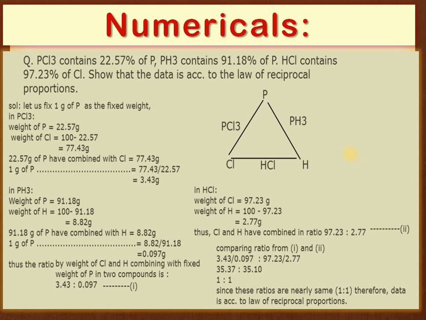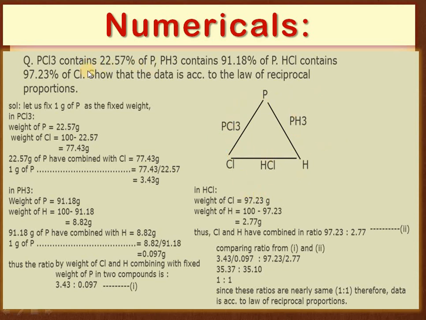We have PCl3 contains 22.57% of phosphorus, PH3 contains 91.18% of phosphorus, HCl contains 97.23% of chlorine. Show that the data is according to the law of reciprocal proportion. So for that we know we have 3 elements, phosphorus, hydrogen and chlorine, and we will get a triangle. This triangle is required if you are doing a reciprocal law. So keep in mind to always make this triangle before you write, explain or do a numerical of this law.